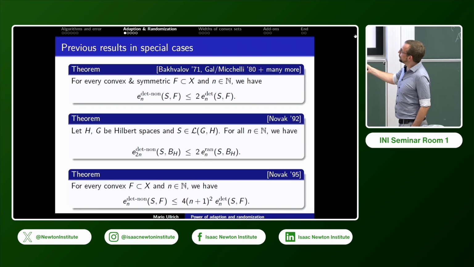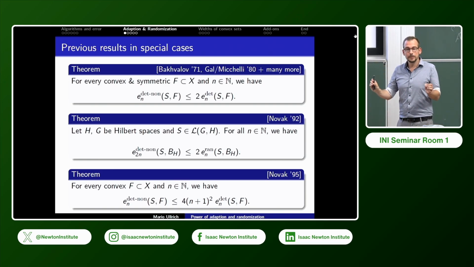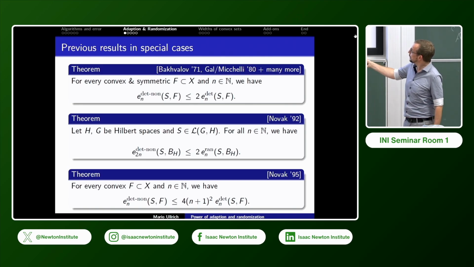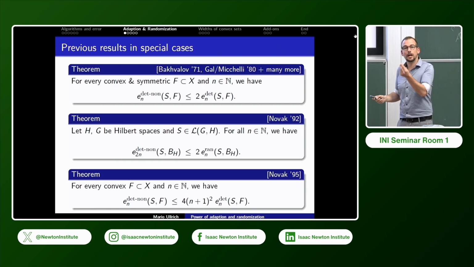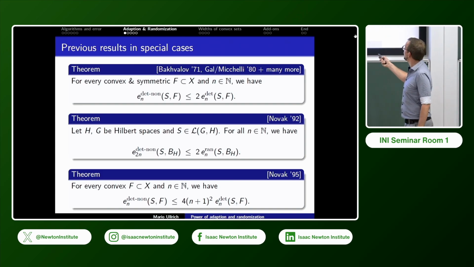So the error of non-adaptive deterministic algorithms is always upper bounded by 2 times the minimal error of a deterministic one. What does it mean? If I have any adaptive algorithm in a class which is convex and symmetric, that's the only assumption I need, I can just write down a non-adaptive one, and this non-adaptive one has an error at most twice the size of the adaptive algorithm. Right? That's kind of magic already, but it's well known for many years.